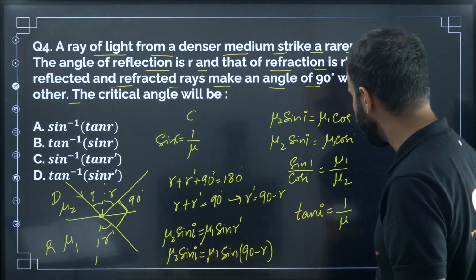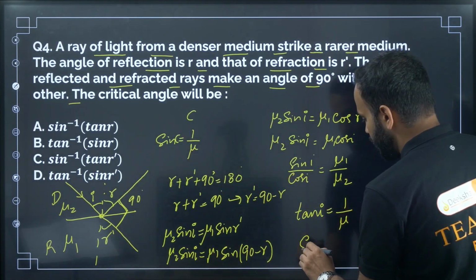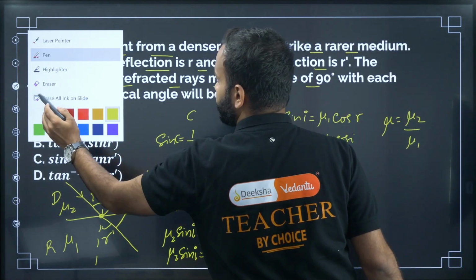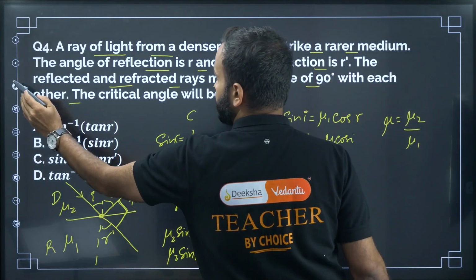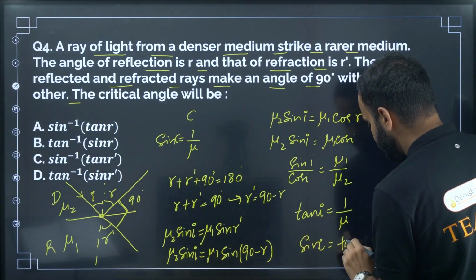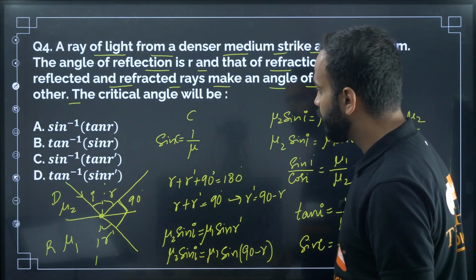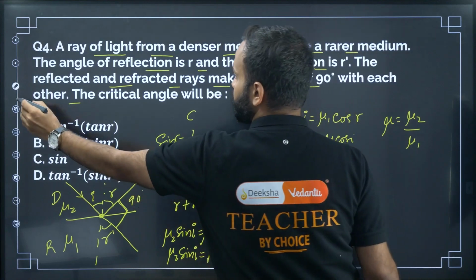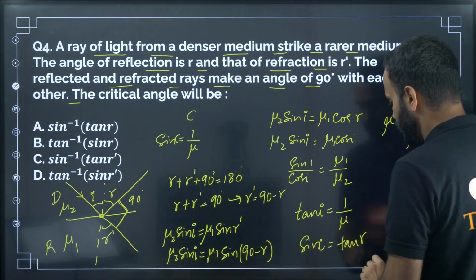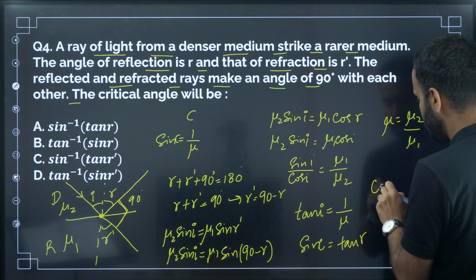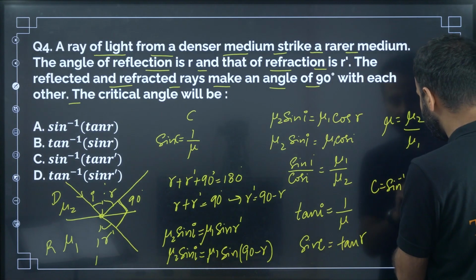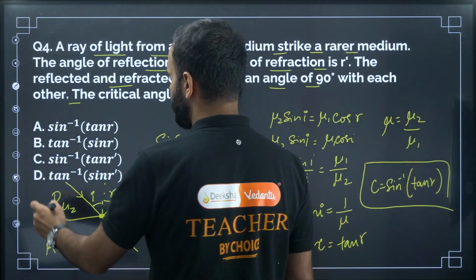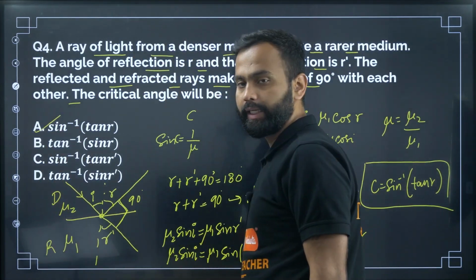So 1 by mu is sin C, right? Sin C is equal to tan i. In the options they are given in terms of r, right? Okay, I will write tan r. So C, that is critical angle, C is equal to sin inverse of tan r. So the correct option is A, sin inverse of tan r.